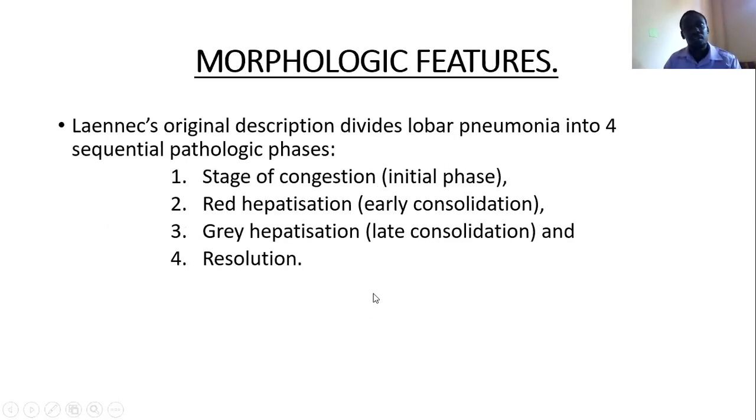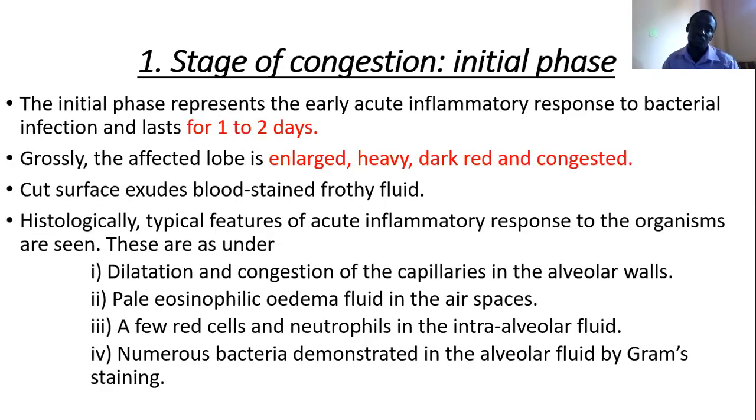Morphologic features. Laennec's original description divides lobar pneumonia into four sequential pathologic phases. We have the stage of congestion, that is the initial phase. We have red hepatization, which is early consolidation. We have gray hepatization, which is late consolidation, and finally resolution.